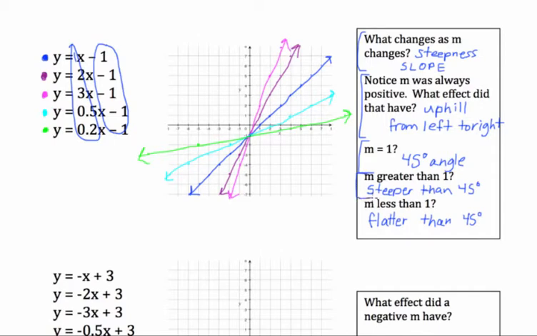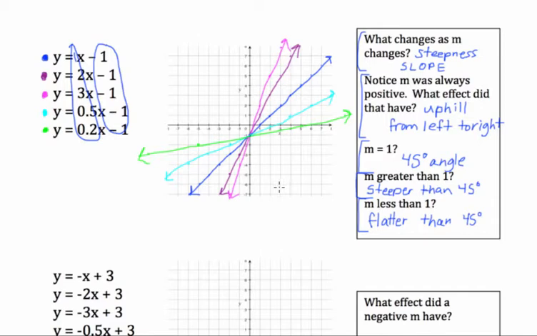What happened when the m number was greater than 1? So the purple line and the pink line, they're steeper than a 45-degree angle. And what about when m was less than 1, a fraction or a decimal less than 1? You'll notice that your line is flatter than a 45-degree angle.